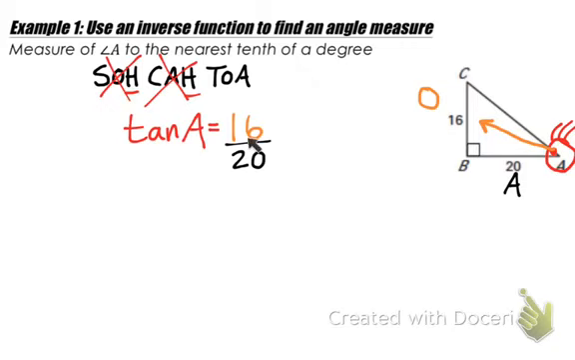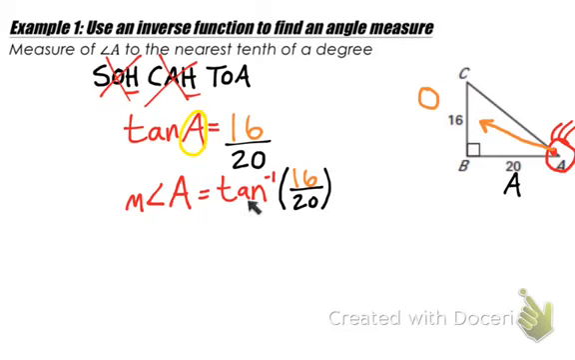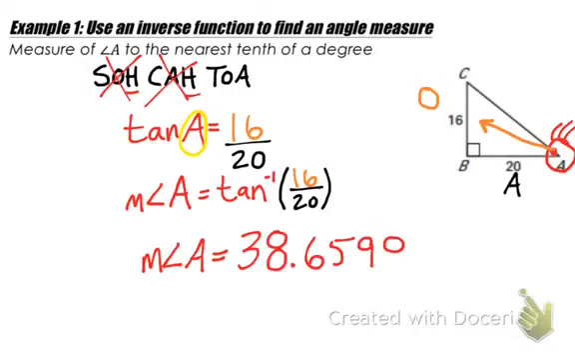Now, you're asked to figure out the measurement of angle A. In order for us to do so, we have to take the inverse tangent. So these two positions just flip-flop: the angle A and the 16 over 20 flip-flop. So the measurement of angle A is equal to the inverse tangent of 16 over 20. Again, the inverse tangent is a function in your calculator that you need to type in. When you type that in, the measurement of angle A is going to be equal to 38.6598 degrees. Make sure that your calculator is in degree mode to get the correct answer.